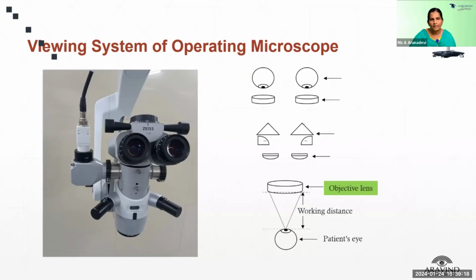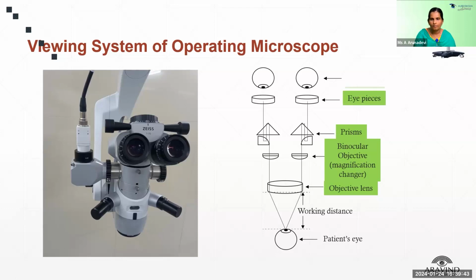This is the schematic diagram of the viewing system of the operating microscope. The working distance of the microscope is equal to the focal length of the objective lens. The reflected light from the patient's eye travels through this lens, then it passes through the magnification lens, binocular, and finally it reaches the surgeon's eye.